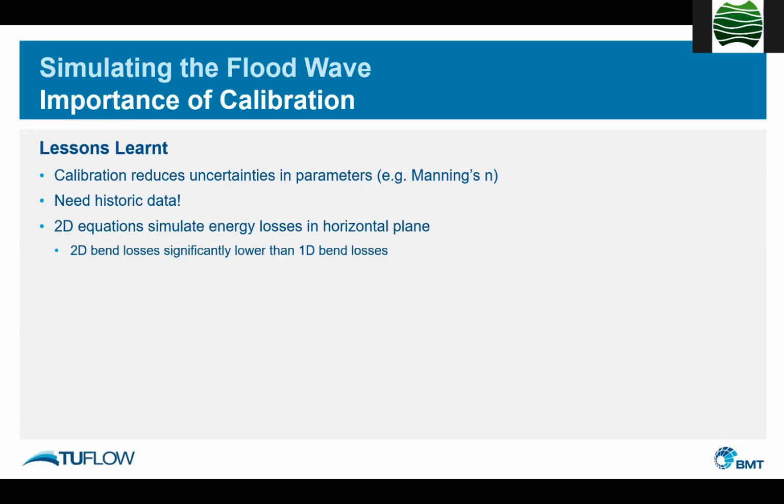An interesting observation from that Brisbane River study is that 2D equations, as we expect, do simulate energy losses in the horizontal plane. So losses around bends, the 2D will cover that. But if you're applying a 2D bend loss, you will need something significantly lower than the 1D bend losses.